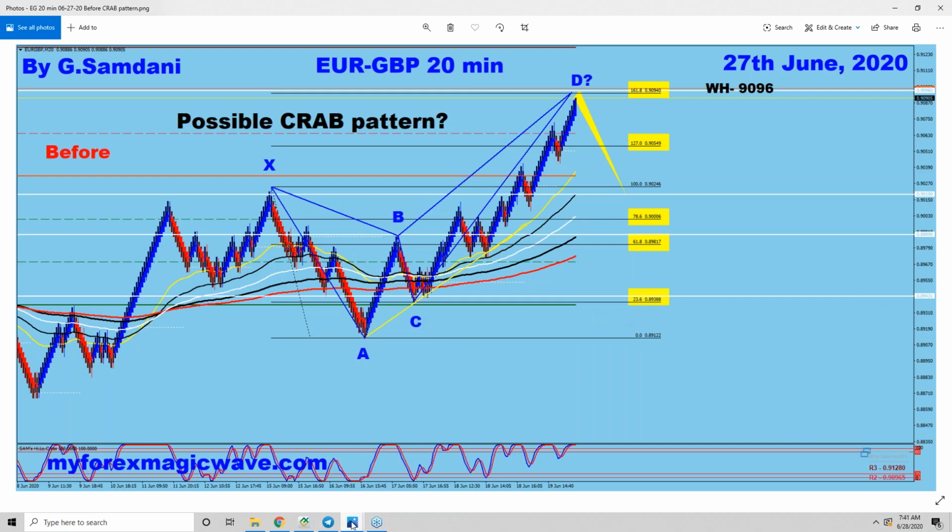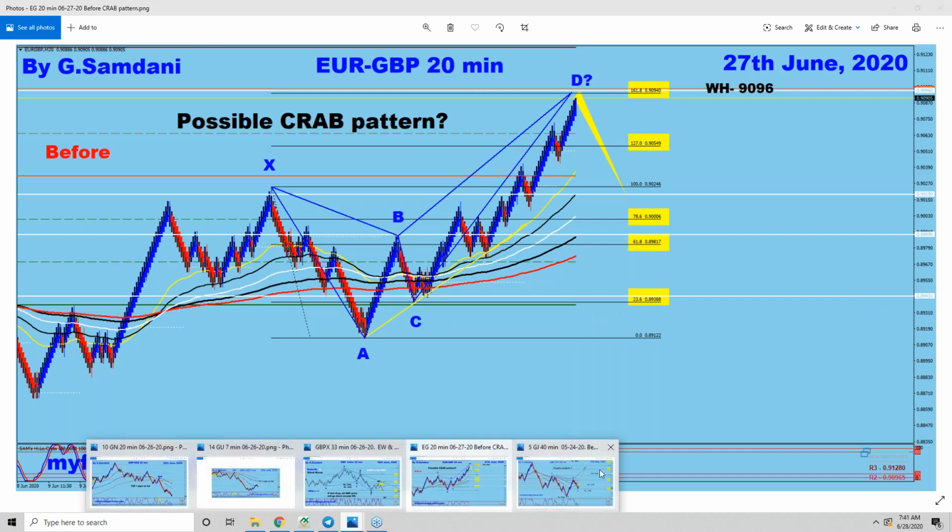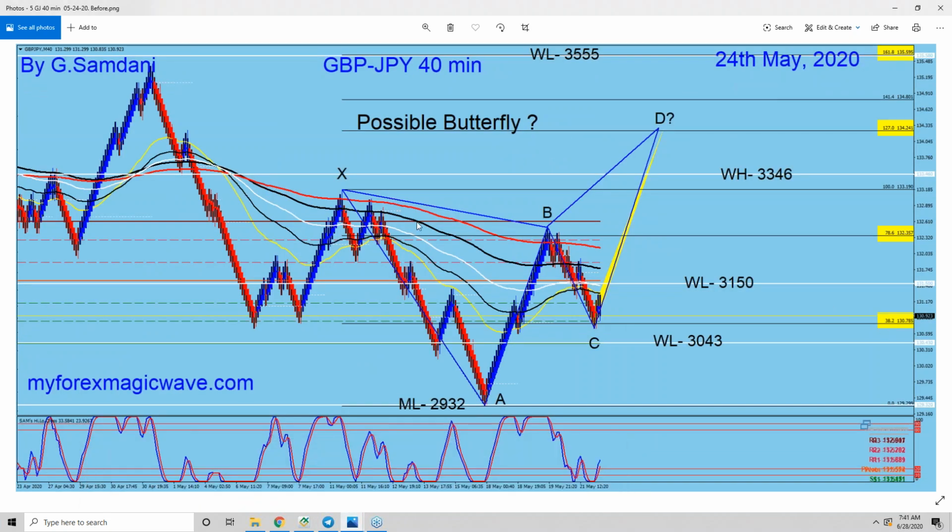Let me show you first what has happened to a pattern which was bouncing from the 23% line. This was pound yen back in May 24, at the end of May, from the 40-minute chart. XABC bouncing from the 38% line, right? It's a butterfly pattern, but if it's a girdle or a bat pattern, they bounce from the 23% line, one level below. Because if they go to 61%, then go to 23 and then go up.